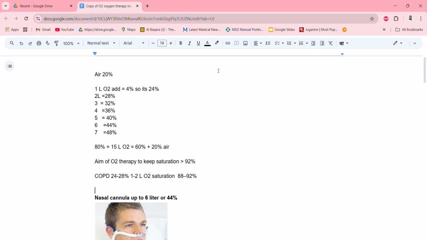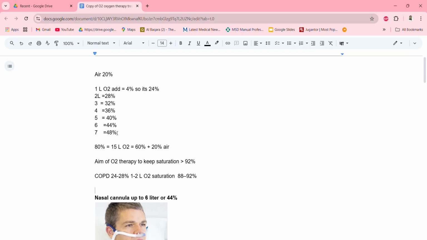So a patient sitting in the bed taking no oxygen is in 20% oxygen, but a person taking 1 liter of oxygen through a face mask is taking 24% oxygen. So each 1 liter of oxygen adds 4% oxygen. 2 liter oxygen means 28% oxygen, 3 liter means 32, 4 liter 36, 5 liter 40%, 6 liter 44%, 7 liter 48%.